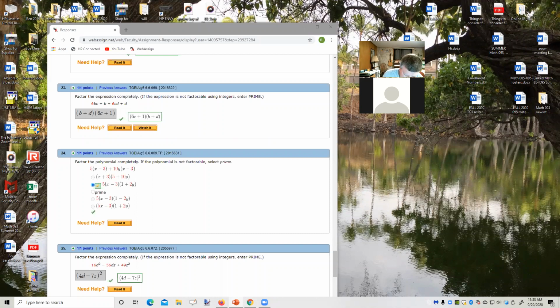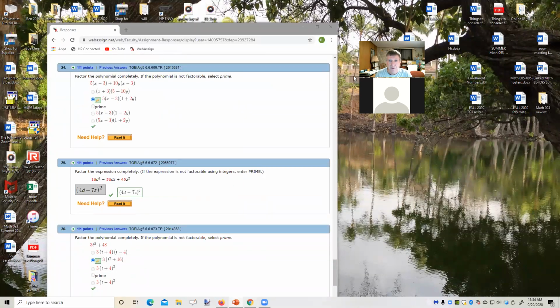So we have 5 times x minus 3 plus 10y times x minus 3. Okay, now this one's kind of tricky because typically we'd look and go, oh, I can take out an x minus 3, but there's more than that. We can also take a 5 out. So I'm going to have a 5 times x minus 3, and then left over is going to be a 1 plus 2y. Everybody see how that worked? Because I can take out the x minus 3, but I can also take a 5 out of both of those terms, so then I need a 1 plus 2y left over. Any questions on that? All right, we'll move on.